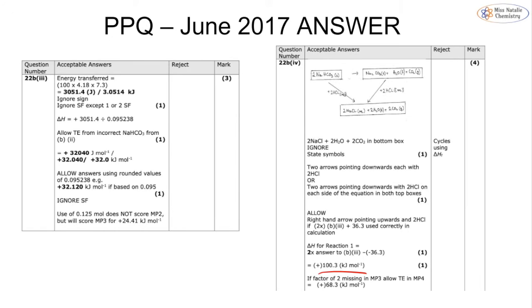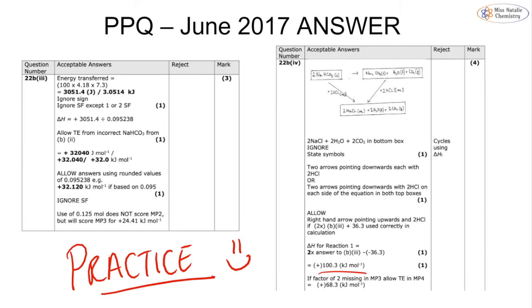So I hope that's made a bit more sense about how to do Hess's law calculations using Hess's cycle. I won't lie, this is one of the toughest topics that you face in AS level chemistry. It can be very difficult to grasp. The best thing that you can do is practice.